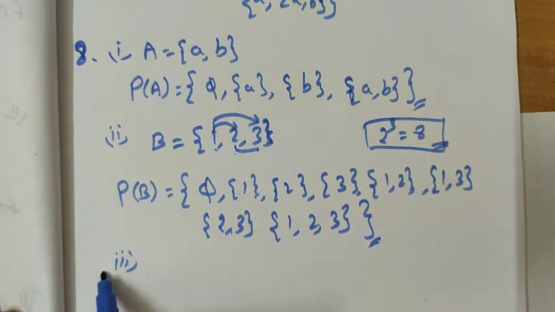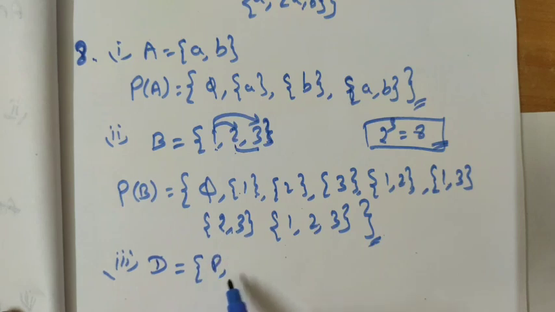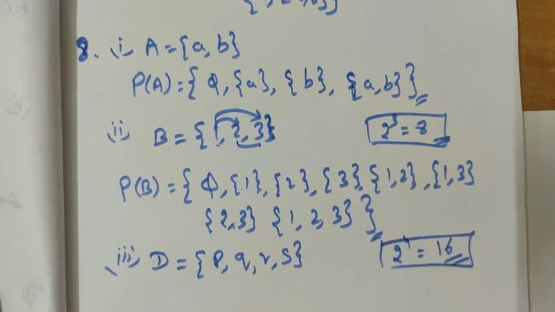And then the third Roman number is given as set D is equal to P, Q, R, S. See how many elements here? 4 elements. So 2 power 4, 2 into 2 into 2 into 2. 2 2s are 4, 4 2s are 8, 8 2s are 16 subsets we have to write for this.